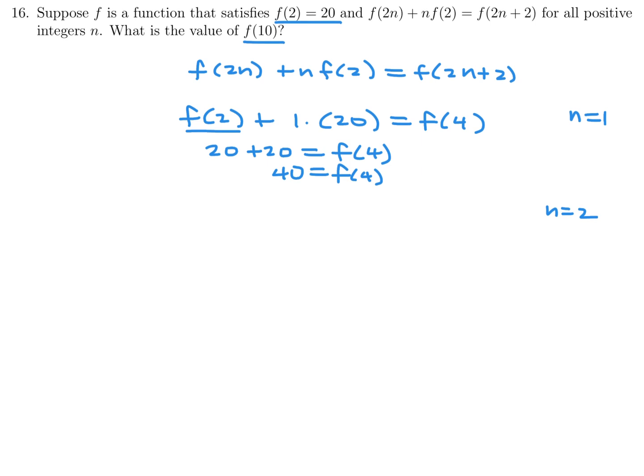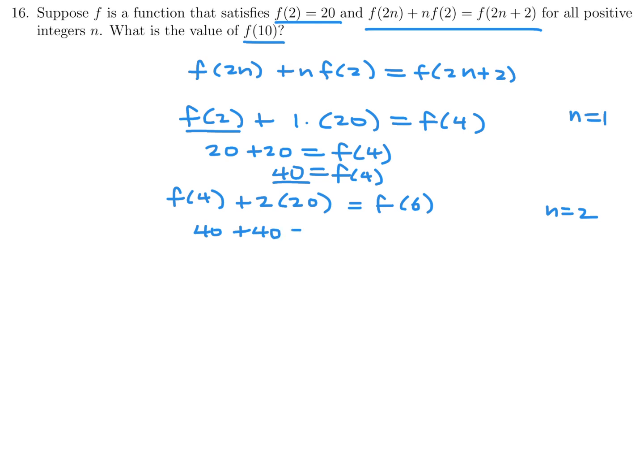So n equals 2. When n equals 2, again, sub it into that formula, we'll get f at 4 plus 2 times f at 2, but I'll just plug that in as 20 since that's the value. And then this will be f at 6, right? So f at 4, we already got 40. This is 40, and this is f at 6. So f at 6 is equal to 80.